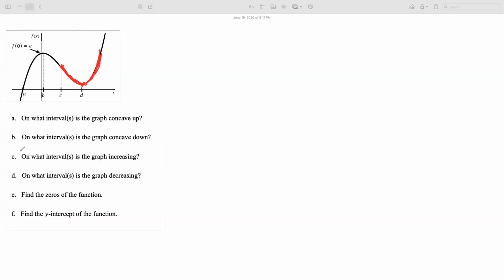Good job. So concave down is which one? How about this? Do you see this one? This is concave down. Did you guys get it? Okay, so go ahead and answer these questions, A, B, C, D, E, F.